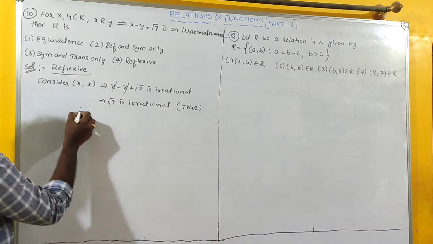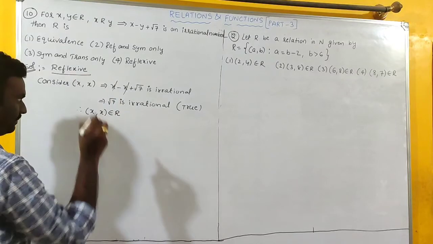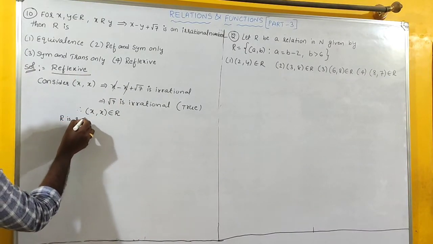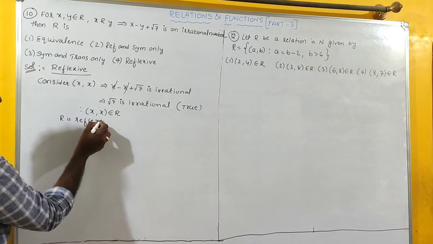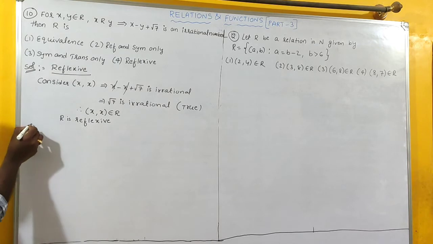Therefore, (x, x) belongs to R. Then R is reflexive. Next, I will verify.